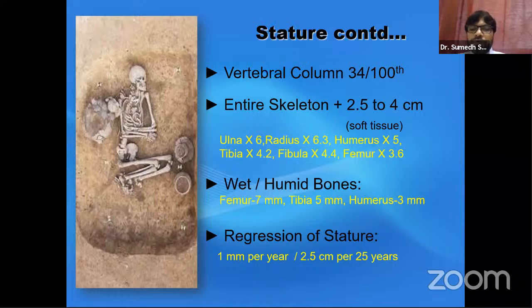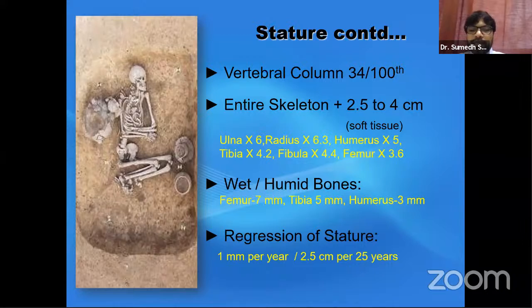In the case of weight-bearing and dried bones, the long bones, you will have to subtract 7 mm, or in the case of the tibia subtract 5 mm, or in the case of the humerus subtract 3 mm.